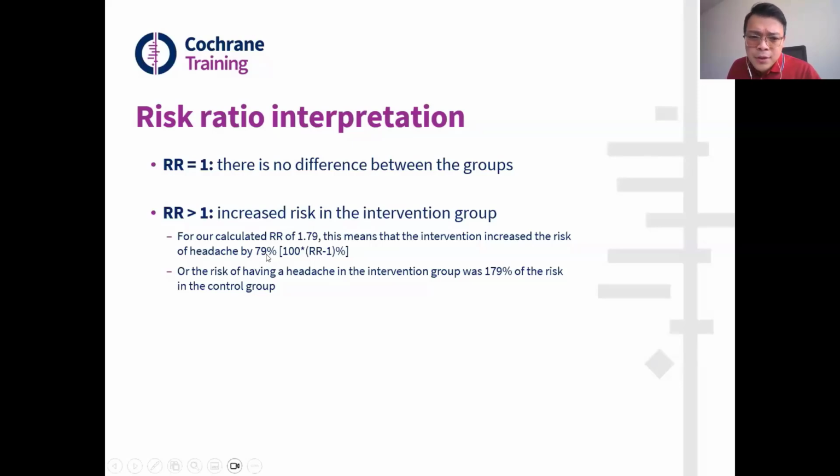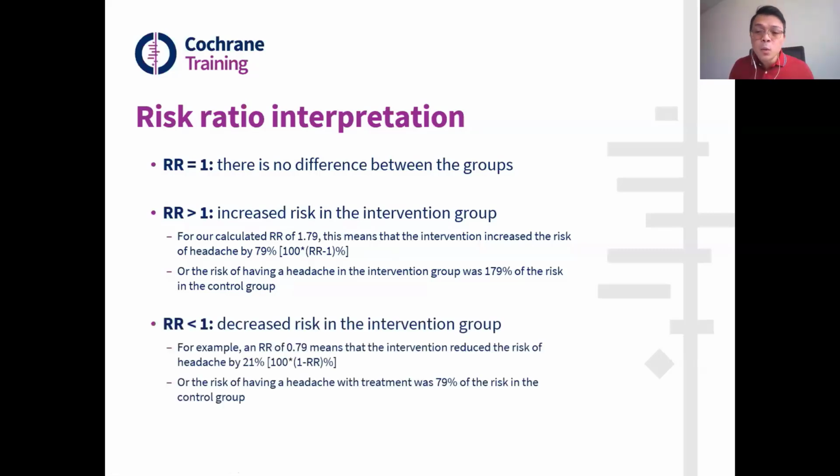And we got this 79% by subtracting the null value from the risk ratio of 1.79. So that's 0.79, and we multiply it by 100. And there are other ways of expressing risk ratio in words. So for example, here we can say the risk of having a headache in the intervention group was 179% of the risk in the control group. And I guess it's more a matter of preference. For me, personally, I like the first interpretation more since it's easier to understand. It focuses more on the change, increase, decrease relative to the control group, whereas the second interpretation is more of a direct statement of the ratio.